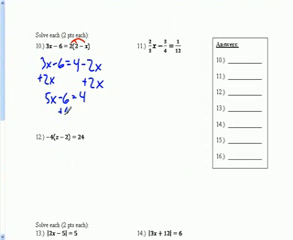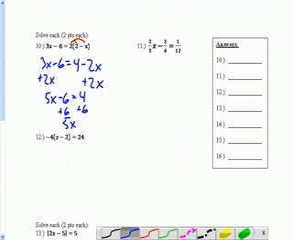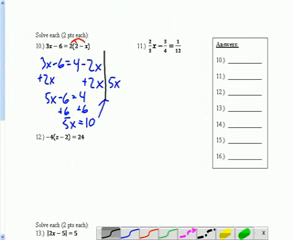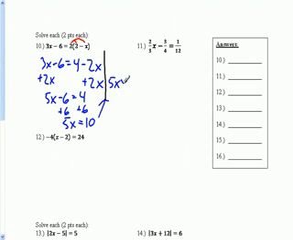And now I'm going to add the 6 to each side. So I end up with 5x equals 10. Let me draw a line to separate these so we don't get confused. So we've got 5x equals 10.